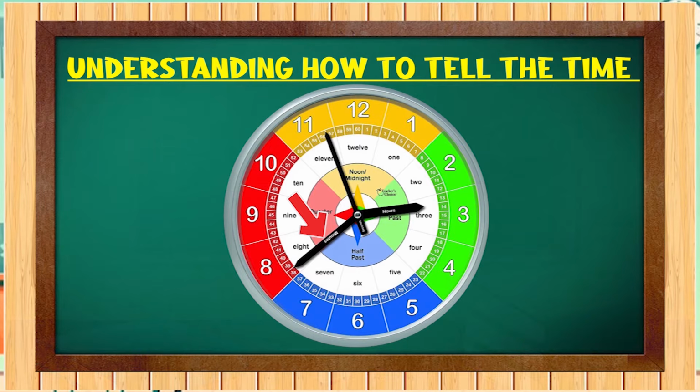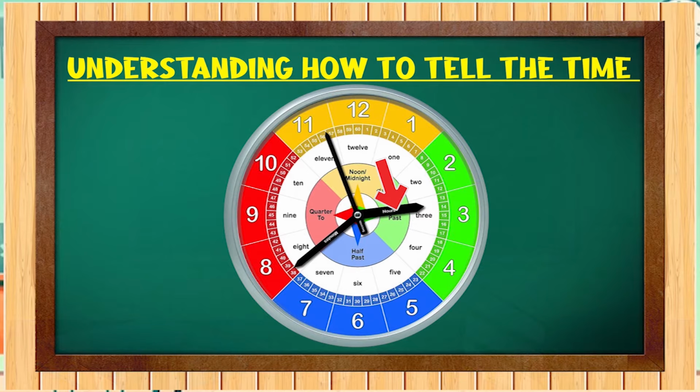That hand moves not as fast as the second hand, but every time the second hand goes around the clock, that minute hand moves 1 place, right? Remember that every time the second hand goes around the clock, the minute hand moves 1 place.